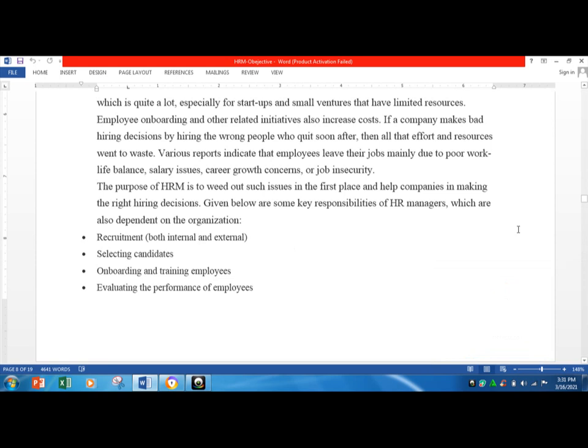Maybe for some reasons they like the company, because it offers a well-compensated job and at the same time, job security. Next, we have external hiring.